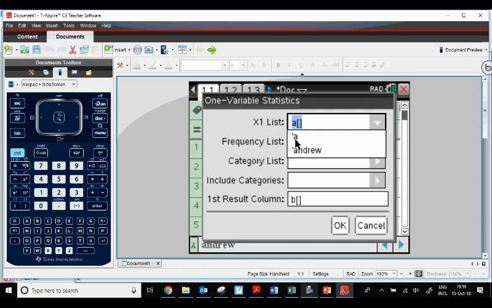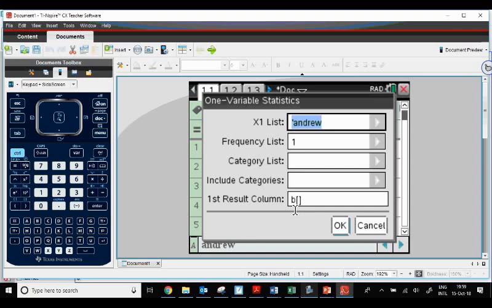This means some other column that's named A from another problem I was working on earlier that we won't talk about. And this means column Andrew. So I'll choose that one. Frequency list, we'll leave it as 1 for now. I'll talk about that in a minute. Categories, I've never used those in my life, so please don't touch them.